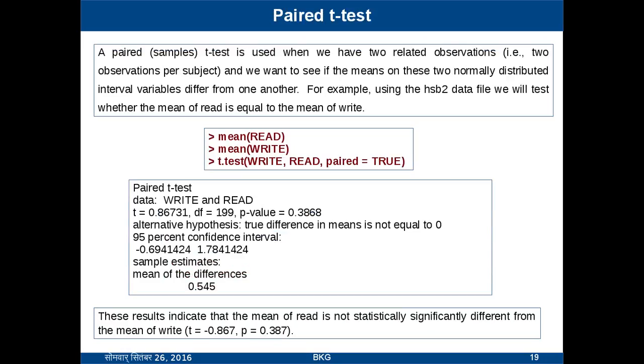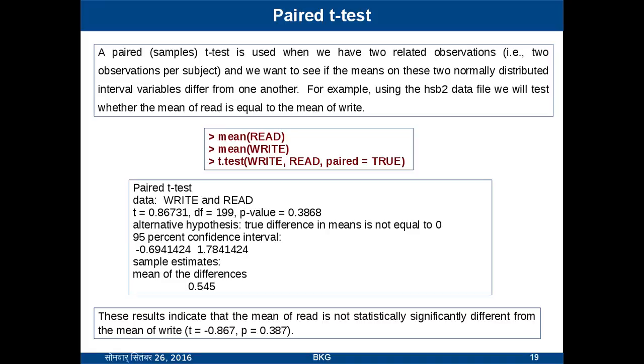Now we want to test the paired t-test. A paired t-test is used when we have two related observations. There are two observations per subject, and we want to see if the means of these two normally distributed interval variables differ from one another. For example, using the HSB2 data file, we will test whether the mean of reading is equal to the mean of writing score.